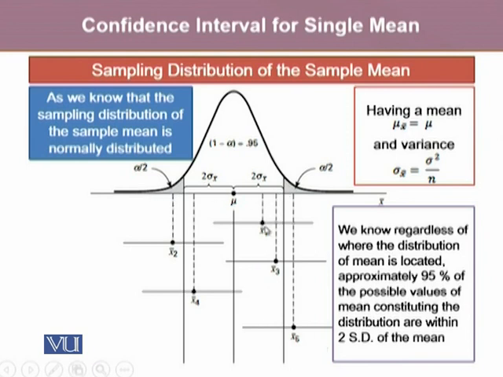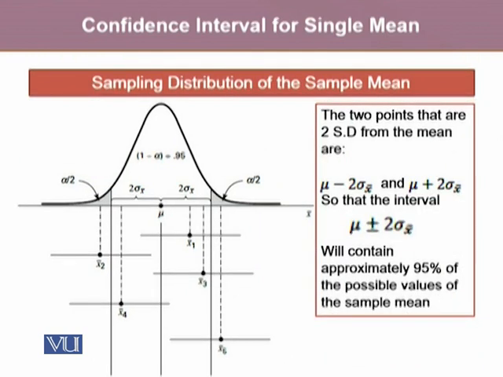And our confidence interval of x1 bar could be this one, this one, or this one. It all depends on where they fall for different samples. The two points that are two standard deviations from the mean are mu minus 2 sigma x bar as the first point and mu plus 2 sigma x bar, so that the interval mu plus minus 2 sigma x bar will contain approximately 95% of the possible values of the sample mean.